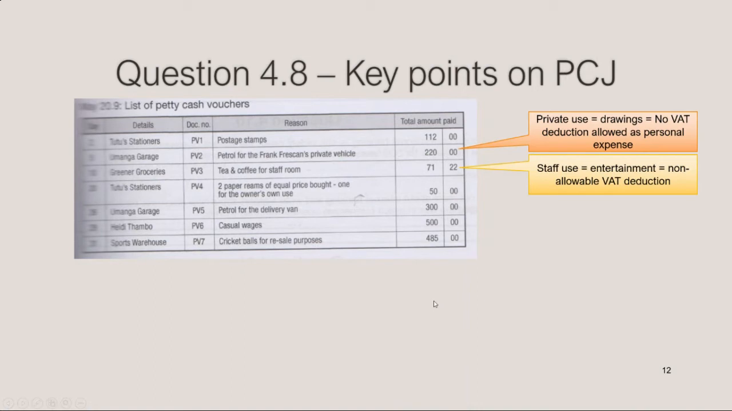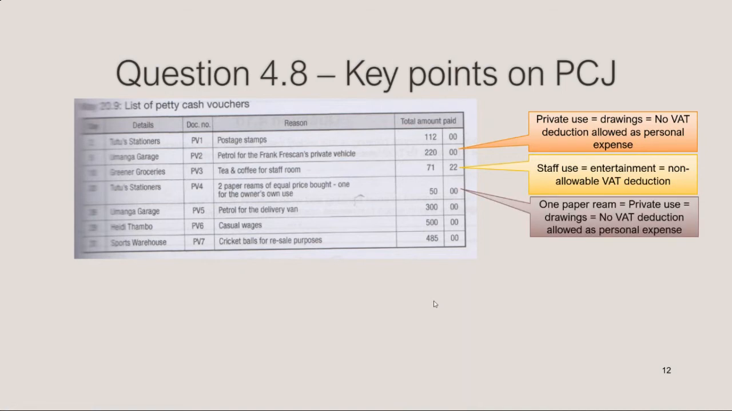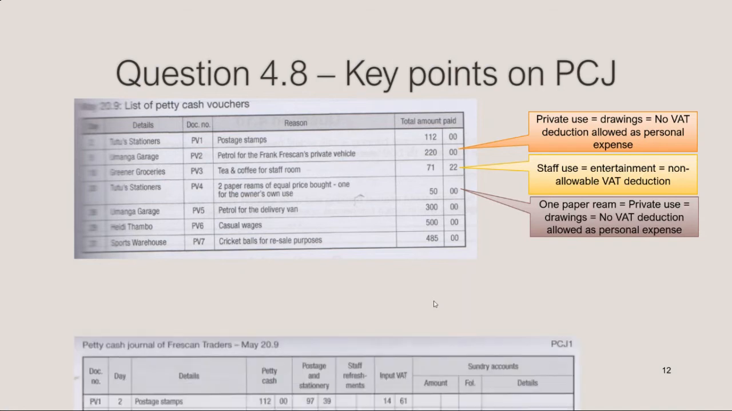And then tea and coffee for your staff room. We said staff use is entertainment. It's non-allowable, similar to your cash book payments. And then they said you bought 2 paper reams, but one was for the owner's own use, which is again a drawings, it's personal use.